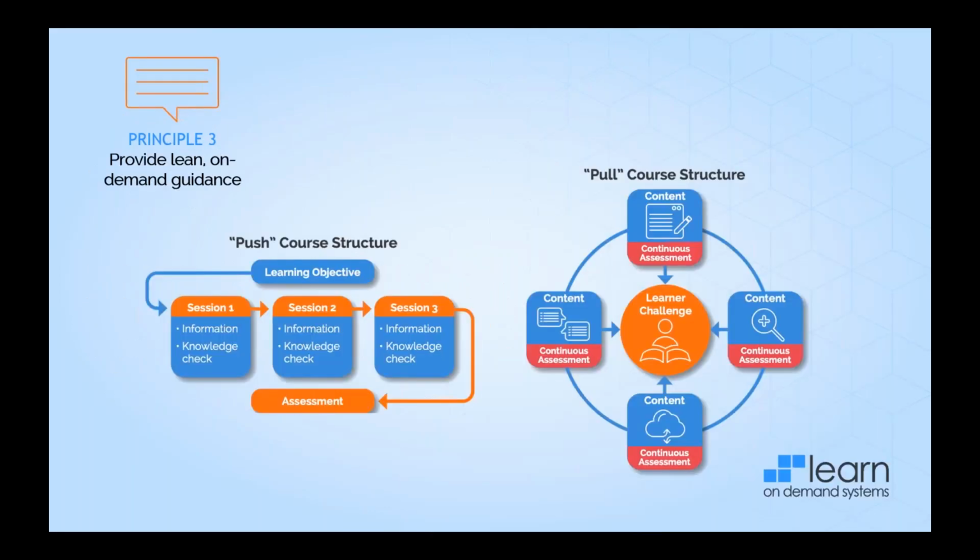All right, so principle number 3, this is another great one. Here's where we advocate for lean, on-demand guidance for the learner. While we're all familiar with the present, practice, test, design approach, we're advocating for something more active. Instead of pushing our learner along through the process, sort of as if they're on rails, we want the learner to pull content from relevant points and resources.